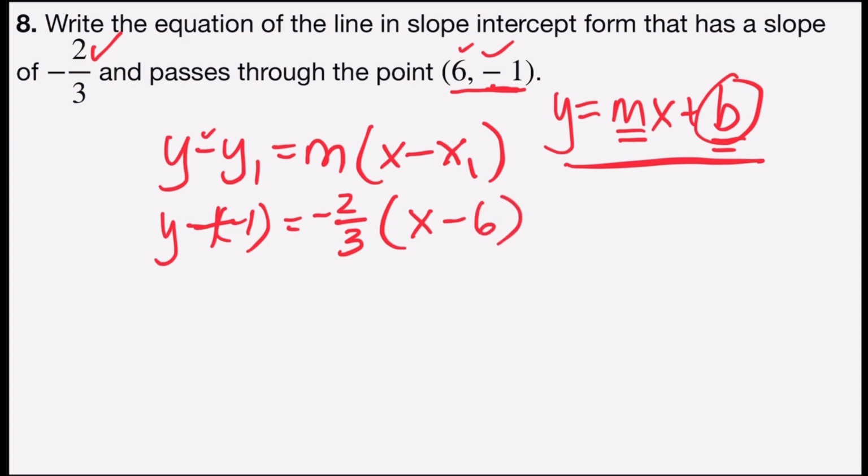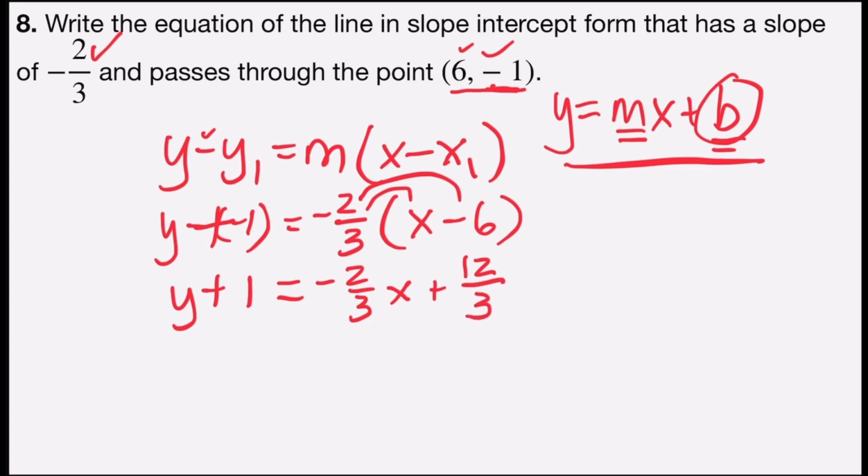So now I'm going to use the distributive property on the right side. Y plus 1 equals negative 2/3 times x is negative 2/3 x, and negative 2/3 times negative 6 is positive 6 times 2 is 12 over 3. So y plus 1 will equal negative 2/3 x. We know that 12 divided by 3 is 4.